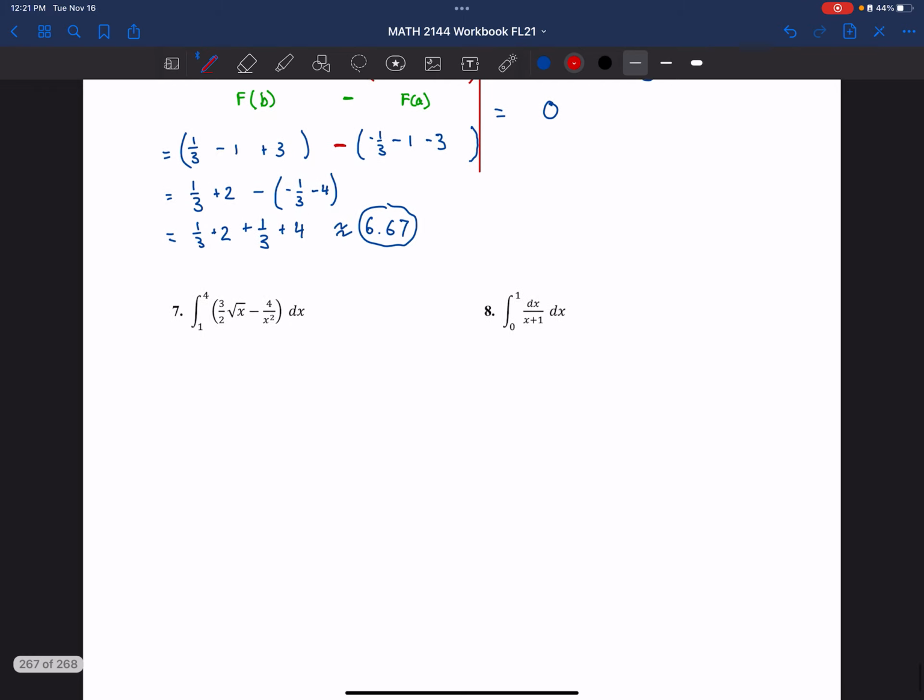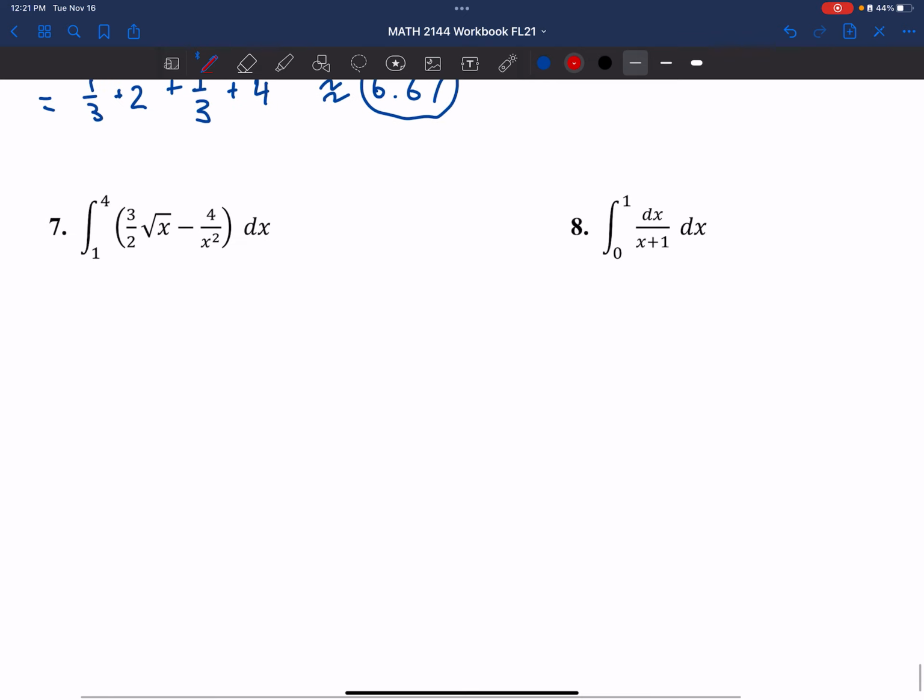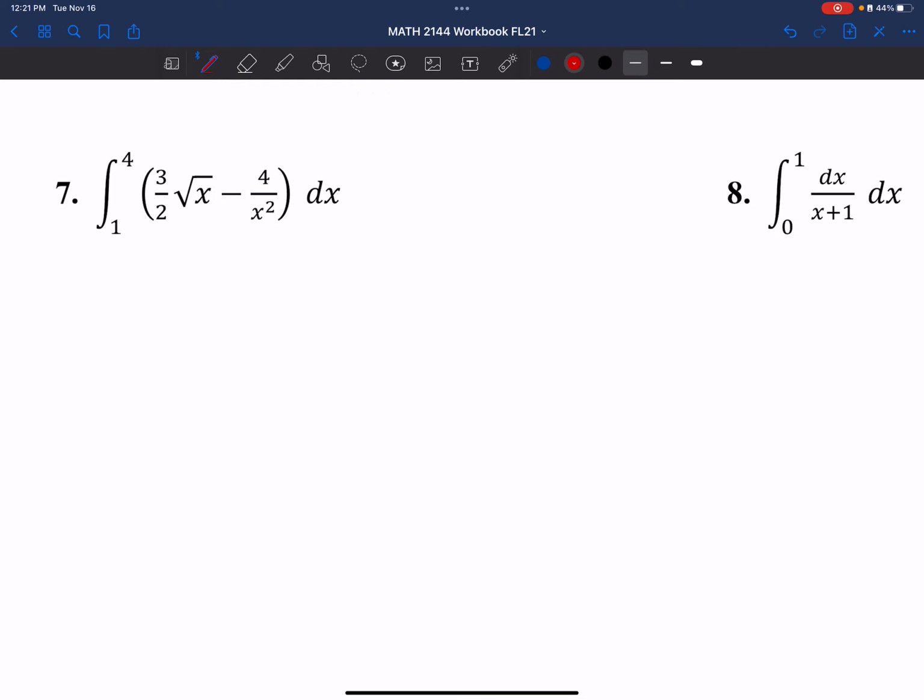Then 7 and 8 are going to be similar in computation. Let me go ahead and remind you of the antiderivative, and then I'll hand over the problem to you to try while I take attendance. So the antiderivative here, the 3/2, well, let me just do 2 steps.